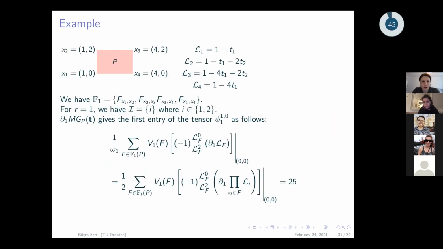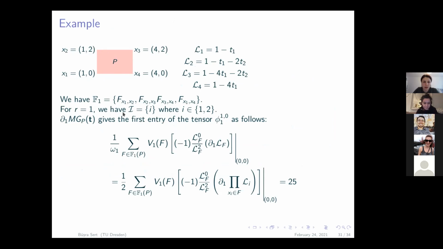How does that work? We can do an example. So for example, for this polytope, for each vertex, we write linear forms. So for x1, we have 1 minus t1. For x2, we have 1 minus t1 minus t2, etc. And the set of facets is, yes, all those line segments.